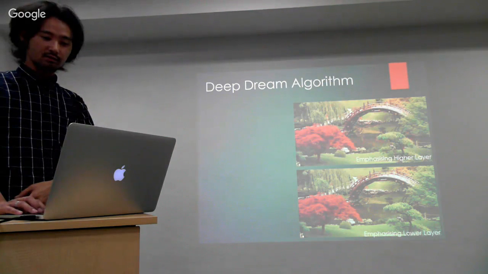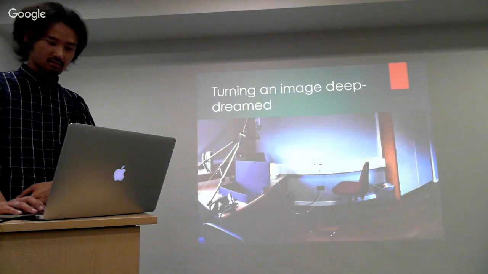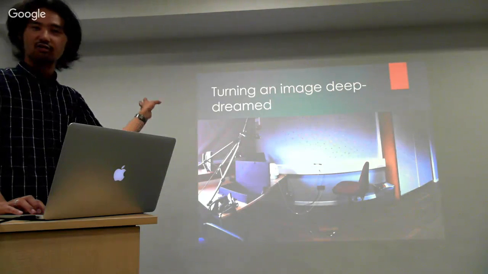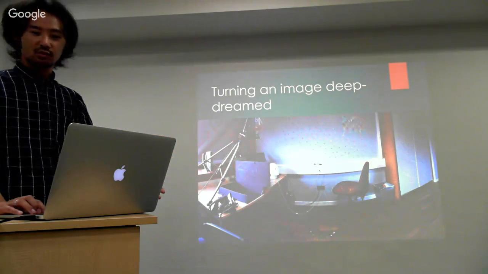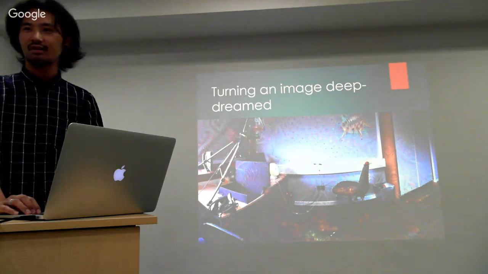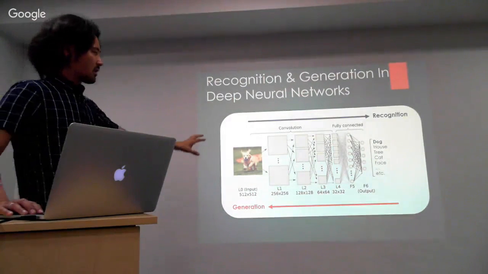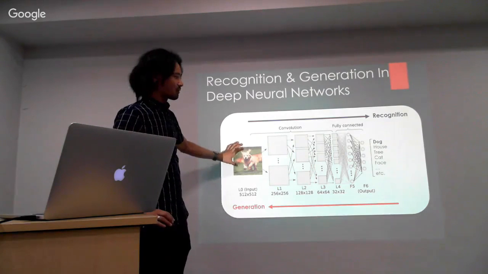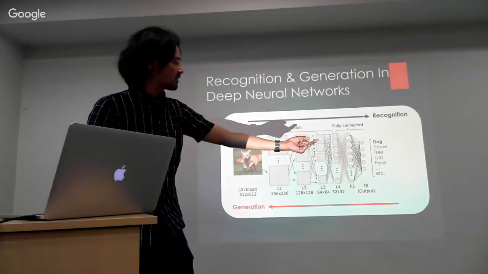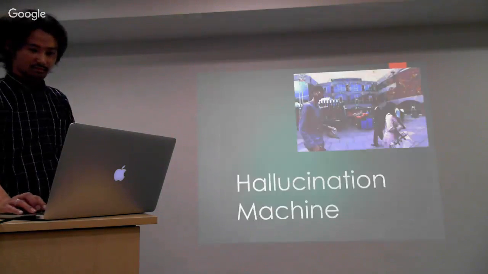And consequently, it's something like this. This is my office, but it's gradually changing to the deep dream version. So at the end, a lot of animals and bugs everywhere. The original idea of a deep neural network is, as I said, recognizing what the contents of an image are. But deep dream is basically the other way around, from category to image.